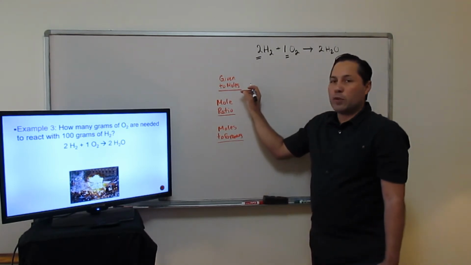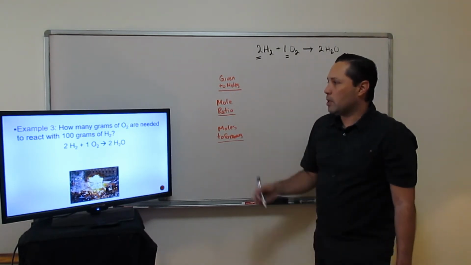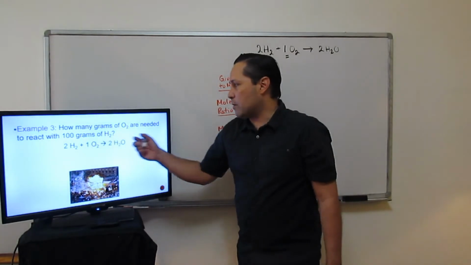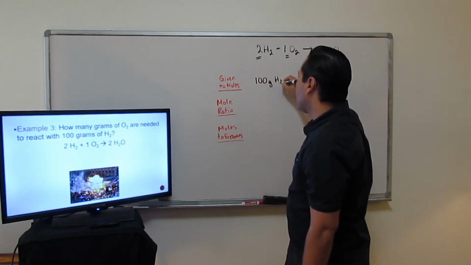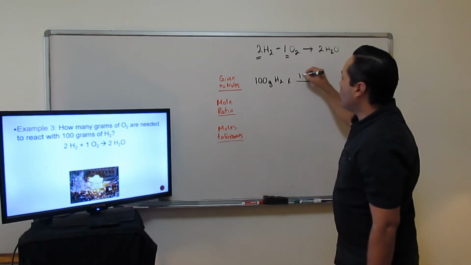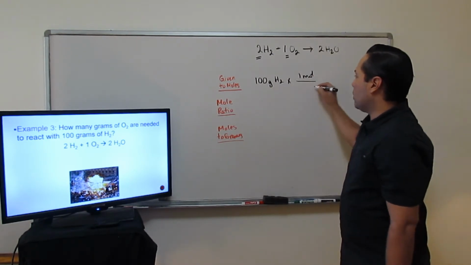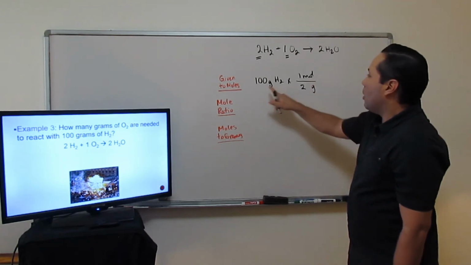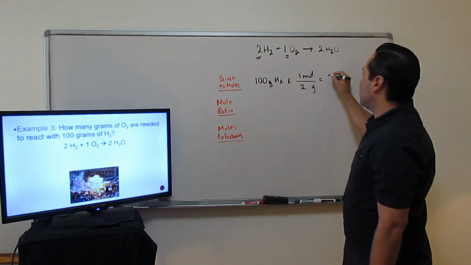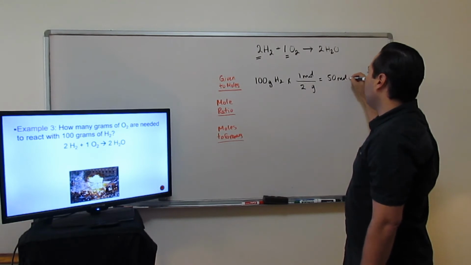Alright, let me erase the previous work and start solving this one. So what are we going to do with our given? Switch it to moles, right? Our given is 100 grams of hydrogen gas. I'm going to put 1 mole in the numerator, and the denominator is going to be the grams. The molar mass of hydrogen is just 2, so you're going to end up with 50 moles of hydrogen.